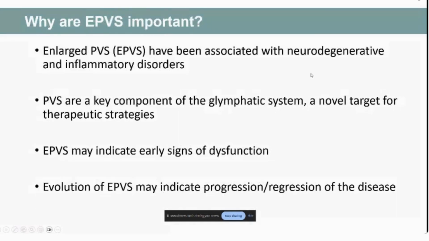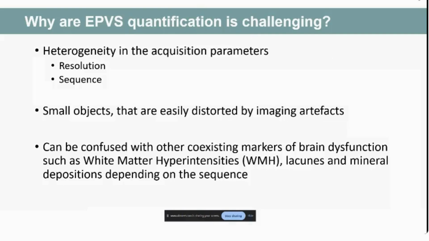Okay, why are they important? So doctors have been associating these enlarged perivascular spaces with neurodegenerative disorders and diseases, and they are a key component of the lymphatic system. It's a novel target for therapeutic strategies. That means that it could open a door to treat these diseases, because they are early signs of dysfunction. And the evolution of these perivascular spaces may indicate progression or regression of a disease, telling you if a treatment is working. Why is it so challenging?